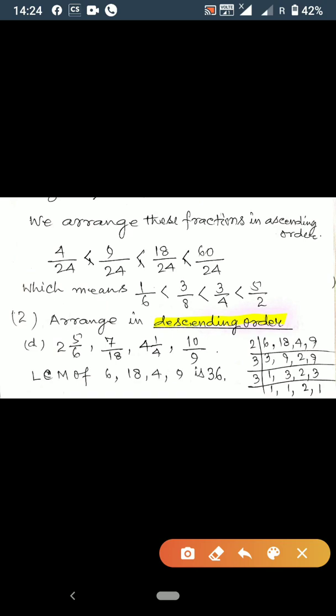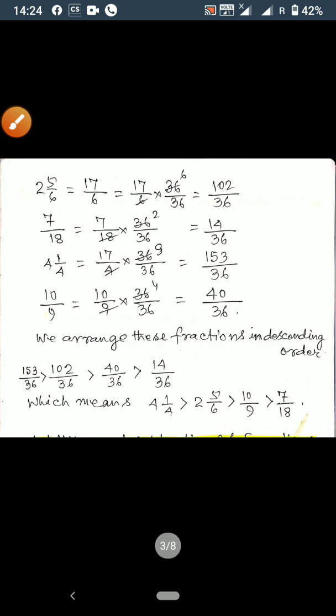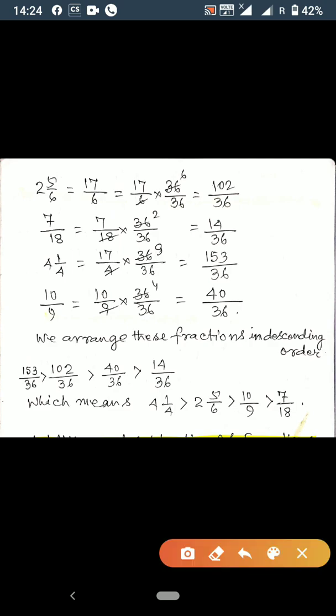Question 2D. 2 whole 5 by 6, comma, 7 by 18, 4 whole 1 by 4, 10 by 9. So first of all find the LCM of 6, 18, 4 and 9, which is 36. Now write each fraction as an equivalent fraction. So first fraction is 2 whole 5 by 6 equal to 6 twos are 12 plus 5, 17 by 6. It can be written as 17 by 6 multiply 36 by 36.